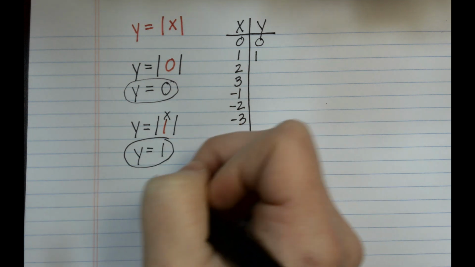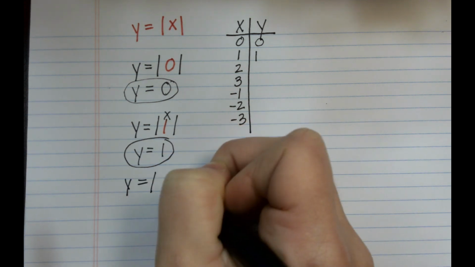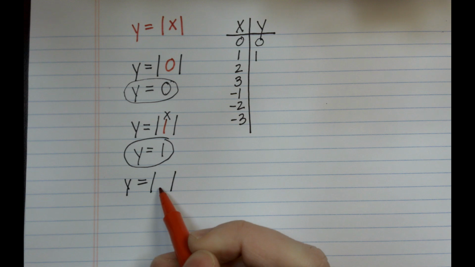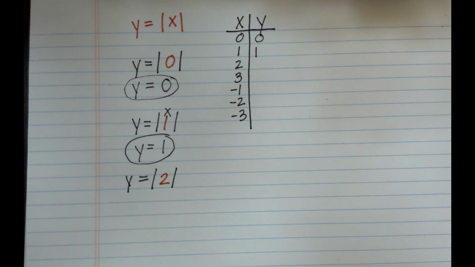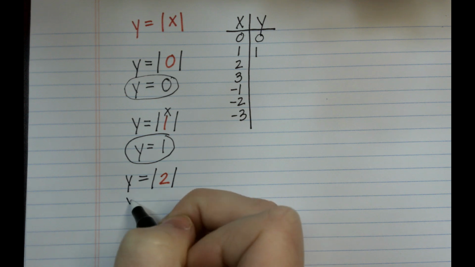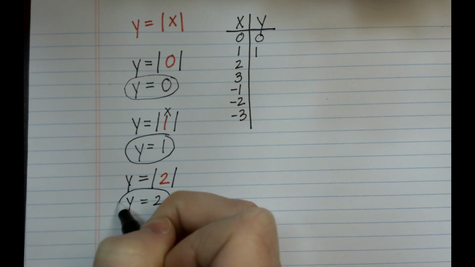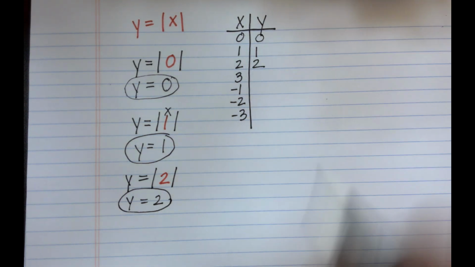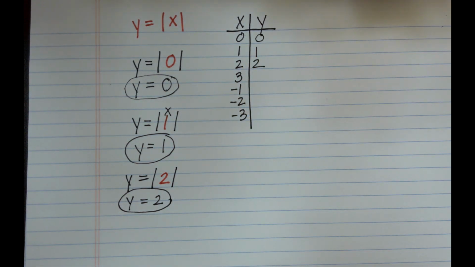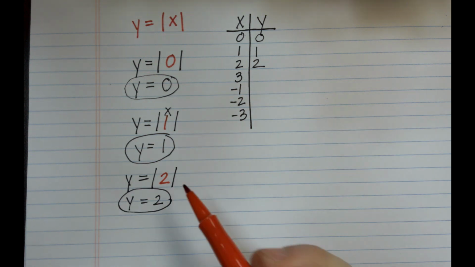Let's do another one. y equals the absolute value of x. x is 2. What's the absolute value of 2? 2. So that means y is 2 when x is 2. So y is just mirroring x, until you get to the negative, then a negative is a positive. So let's plug in some negative x numbers.